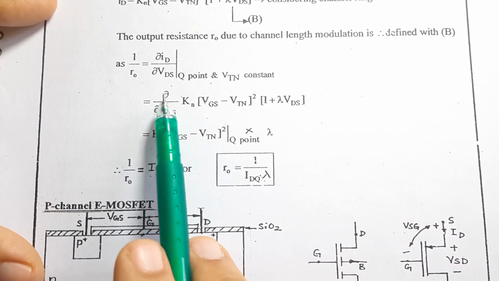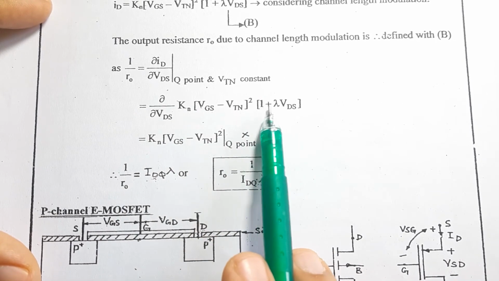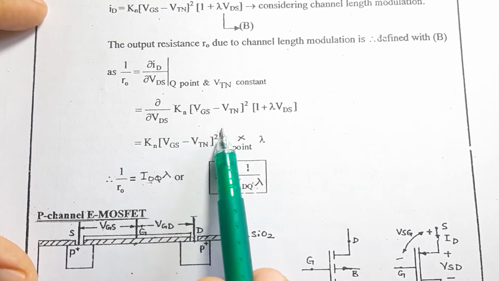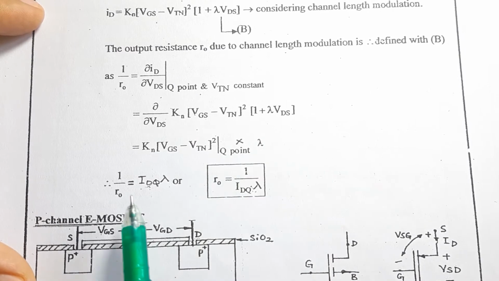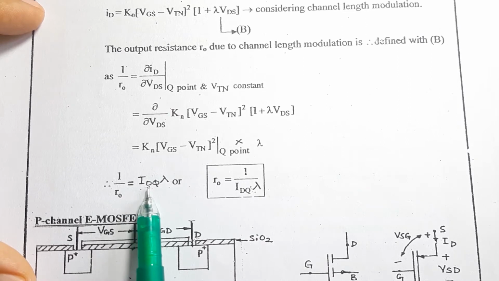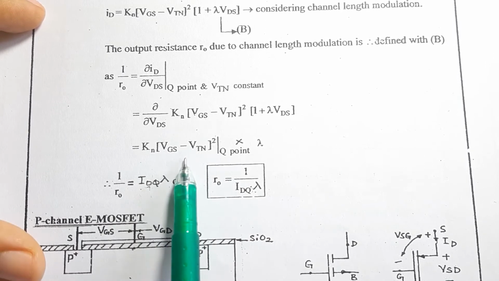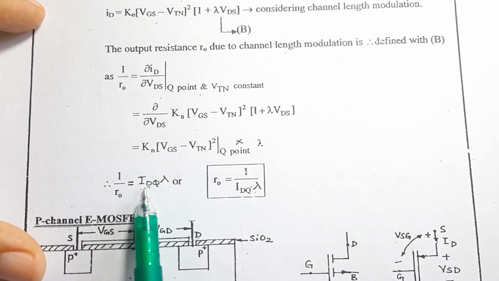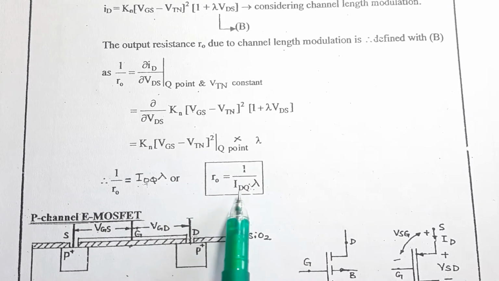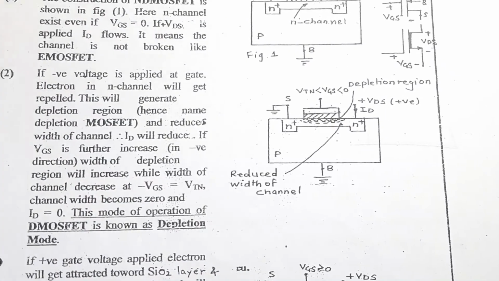Therefore the equation changes to ∂/∂VDS of Kn (VGS − VTN)² (1 + λ VDS) with respect to VDS. Therefore it is Kn (VGS − VTN)² at the Q point into λ. Therefore 1/RO is equal to IDQ into λ, since this is nothing but the formula for IDQ in the saturation region. So 1/RO is given by IDQ λ, or RO is given by 1/(IDQ λ). So yes, this was the formula for RO. We will be using it in numericals, don't worry about it.